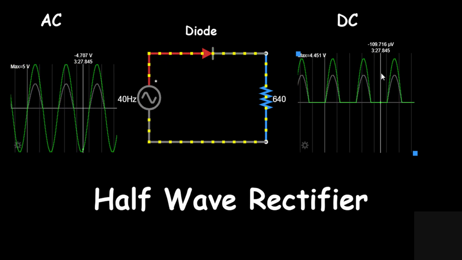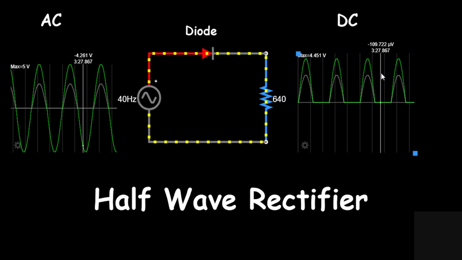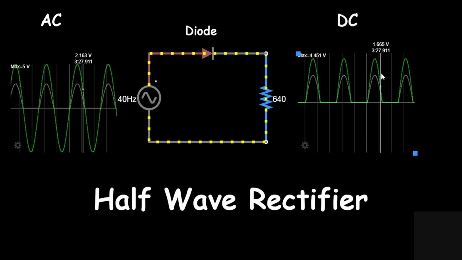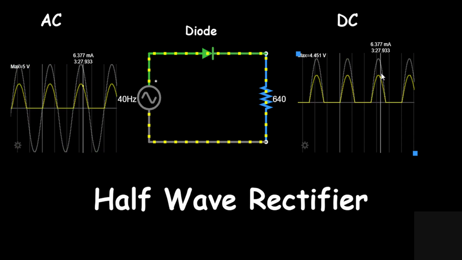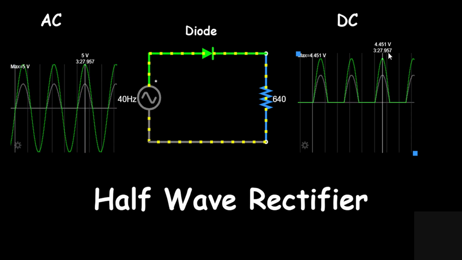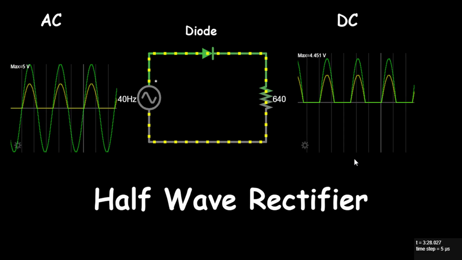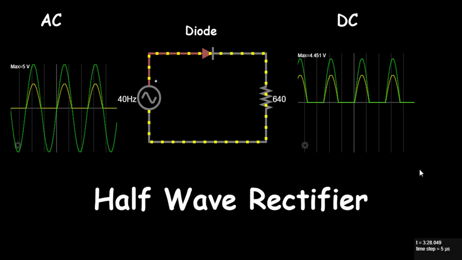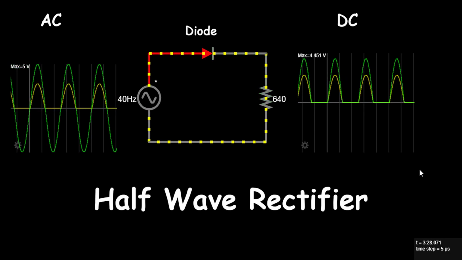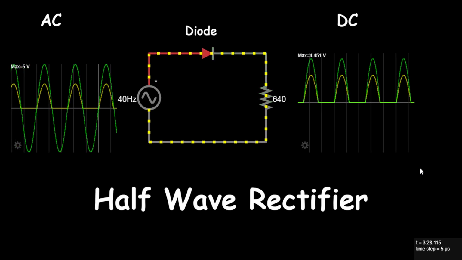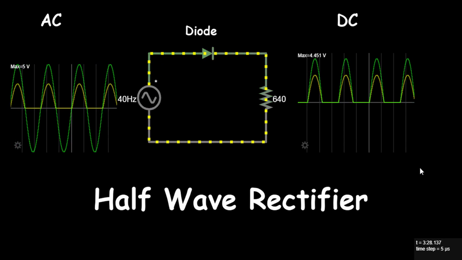Applications of half-wave rectifiers. Simple DC power supplies. Half-wave rectifiers are commonly used in simple DC power supplies for low-power devices. They provide a basic method of converting AC to DC for small electronics. Signal demodulation. In communication systems, half-wave rectifiers are used for signal demodulation, extracting information from modulated carrier waves.